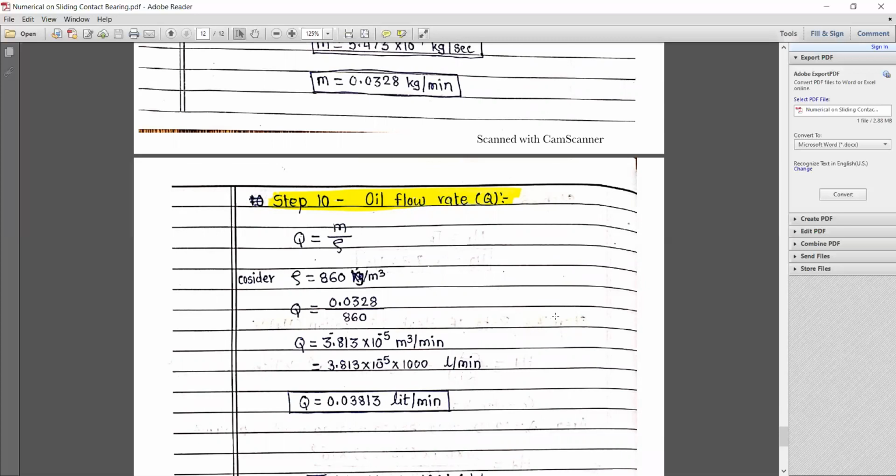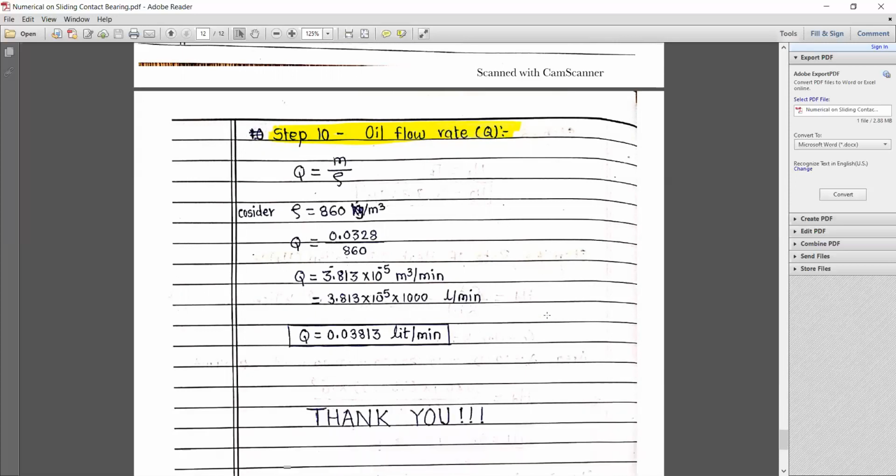This data we have used earlier in the problem, so I'm using the same data, that is rho is equal to 860 kg per meter cube. So putting both values of m and rho, what we get, the discharge rate is equal to 3.813 into 10 raised to minus 5 meter cube per minute. So this much discharge is happening.